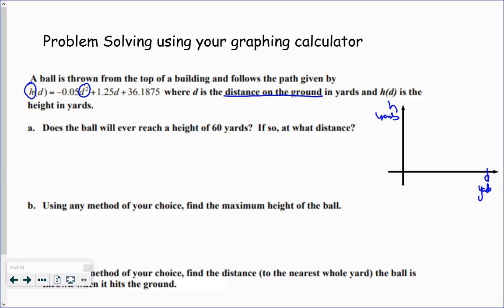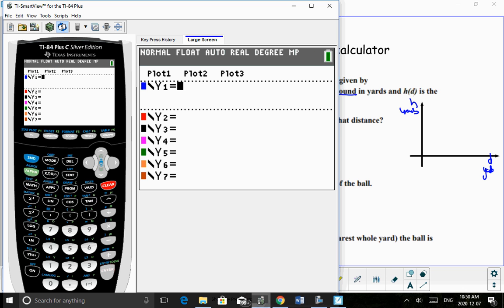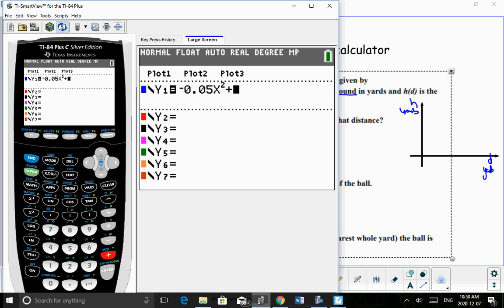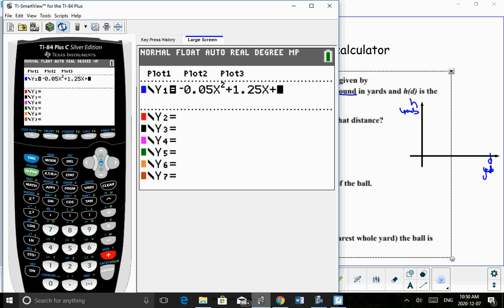Okay, so let's plug this into our calculator. Just be very careful with those decimals. So negative 0.05 x squared, and then plus 1.25x, and then plus 36.1875. Again, don't worry about the messiness of the numbers. Your calculator is going to deal with it.